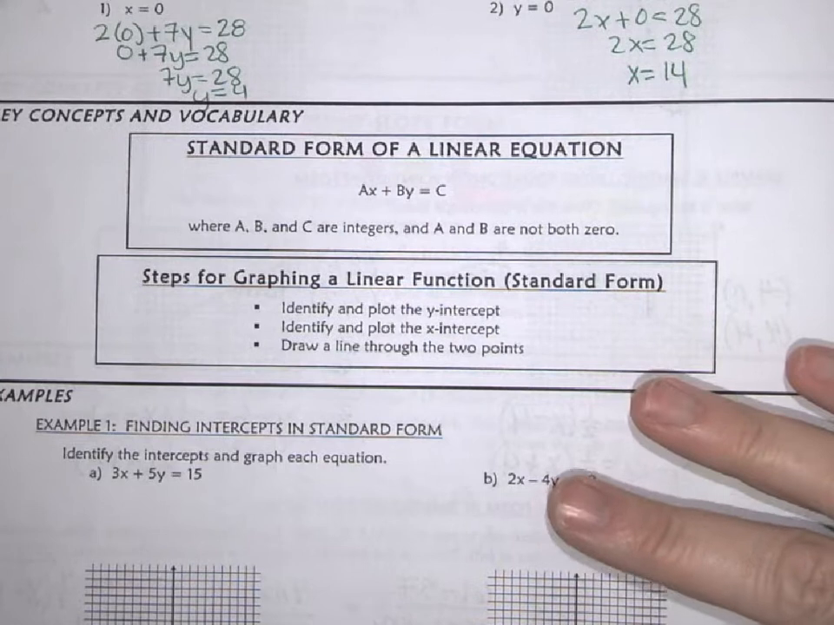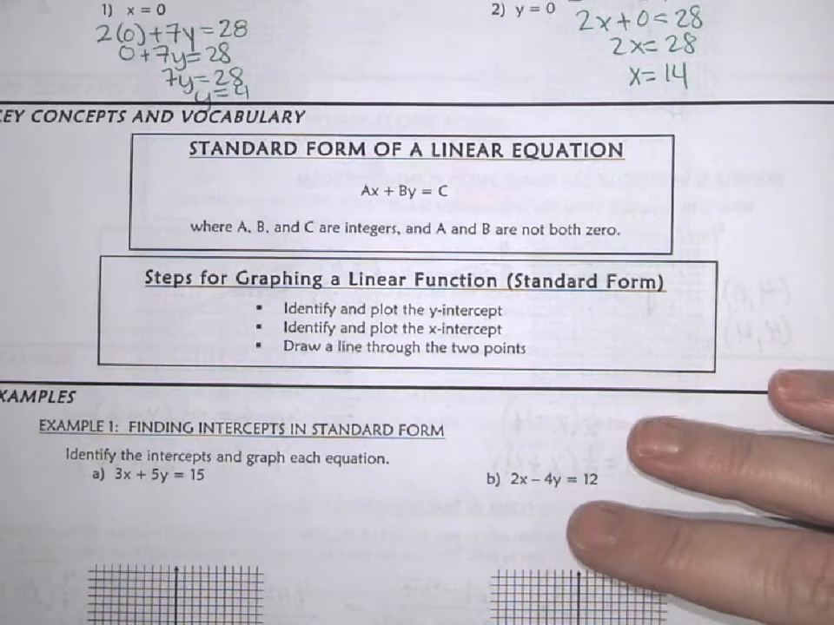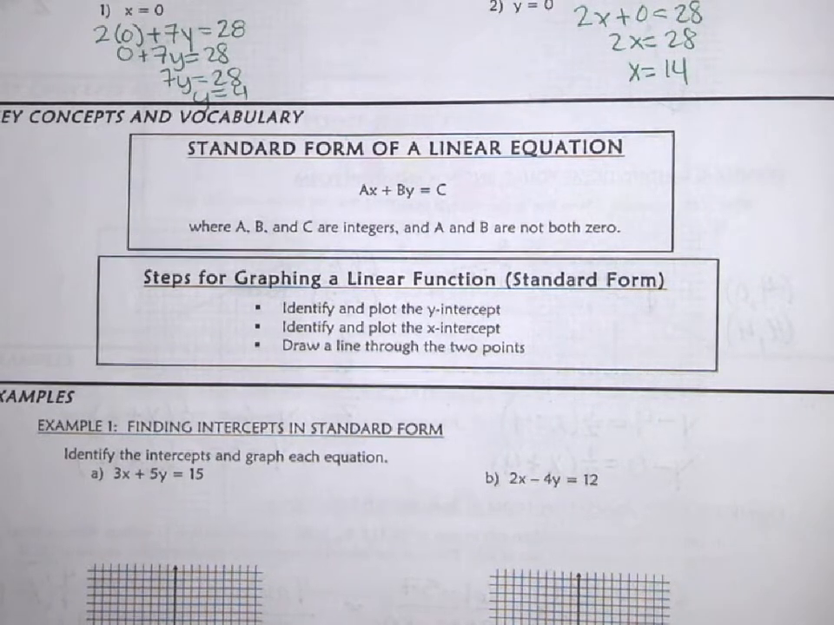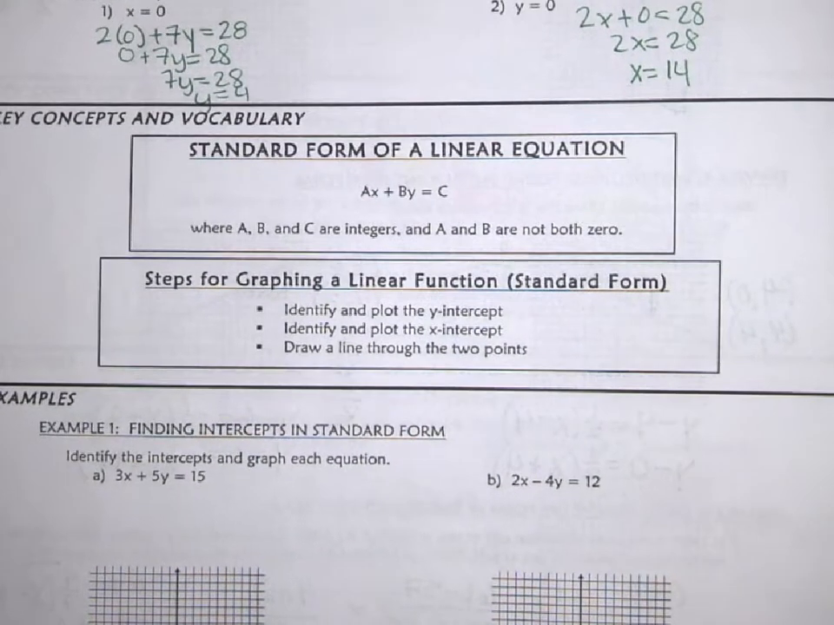Standard form is ax plus by equals c, where a, b, and c are integers, and a and b are not both 0. So if a and b are both 0, there is no linear function. We just have a constant.